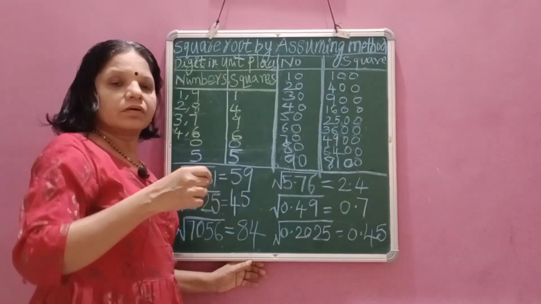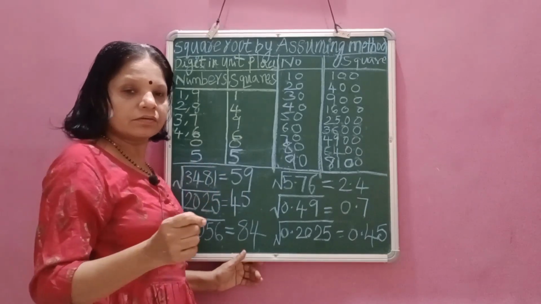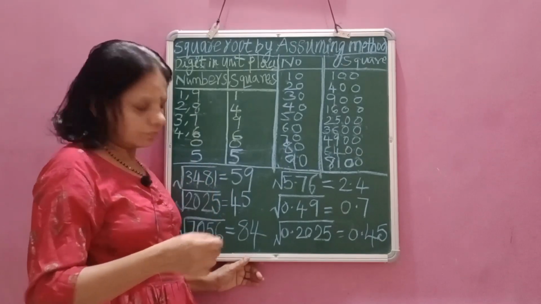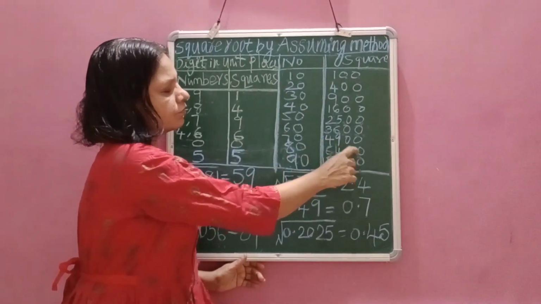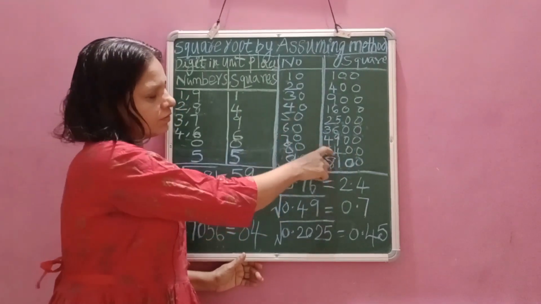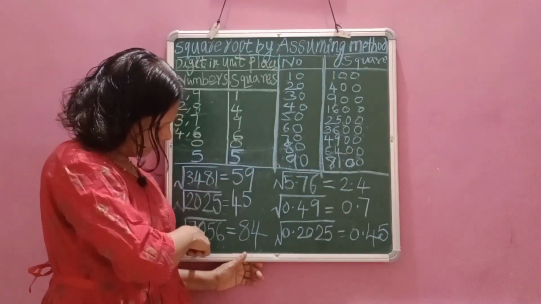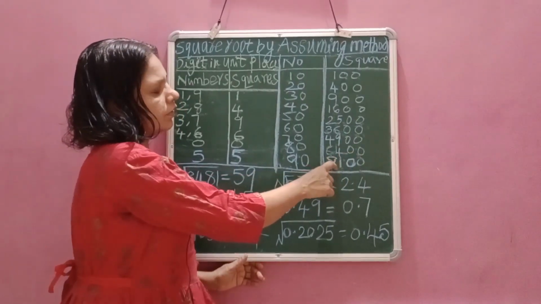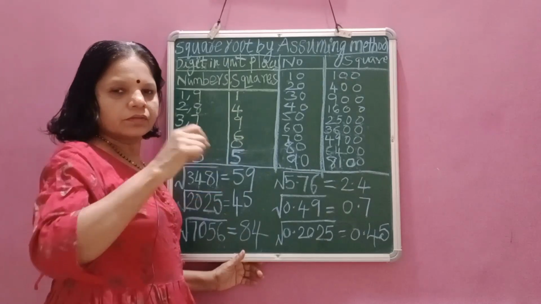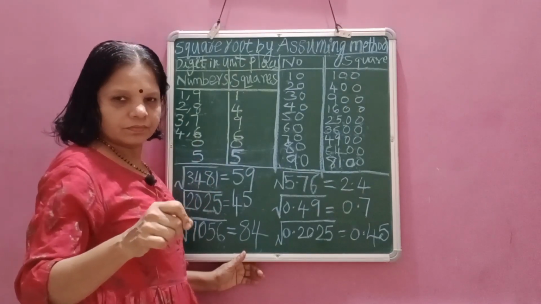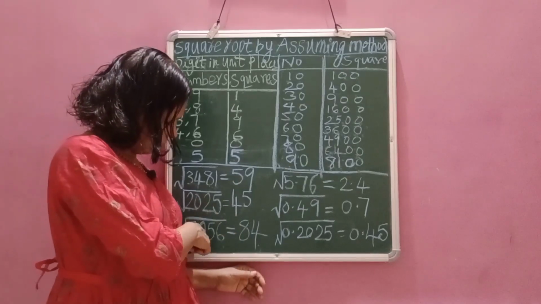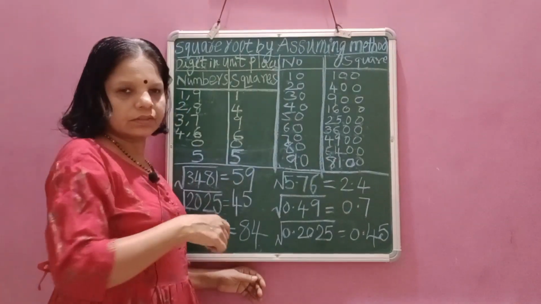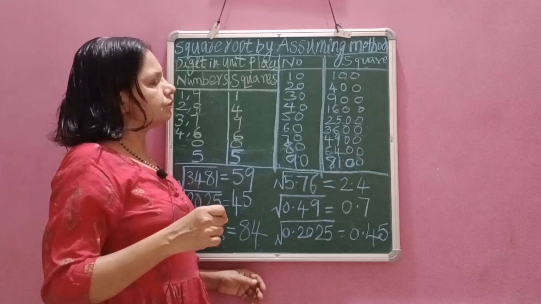How will you check which is more nearer? You find the difference. Difference of 7056 and 6400, and difference of 8100 and 7056. Which is smaller? That is more nearer. Clear? So 84 is the square root of 7056.